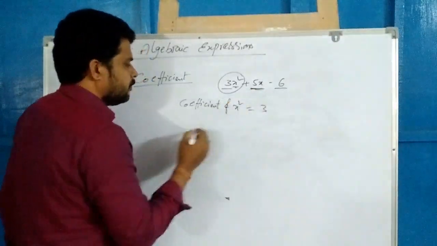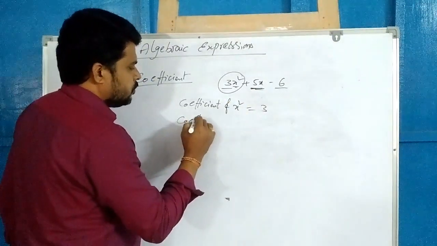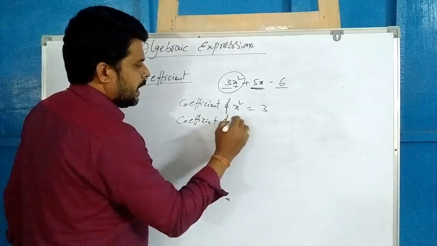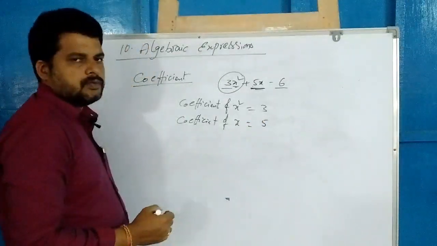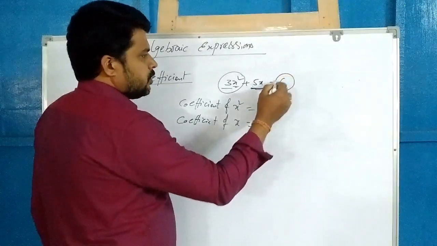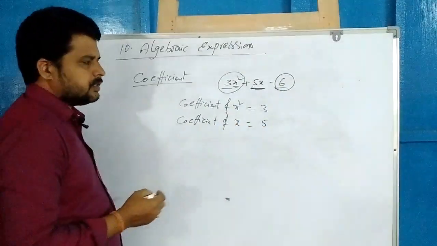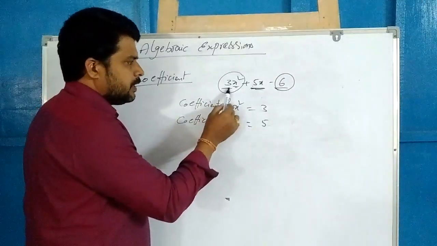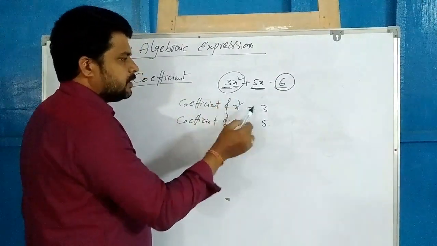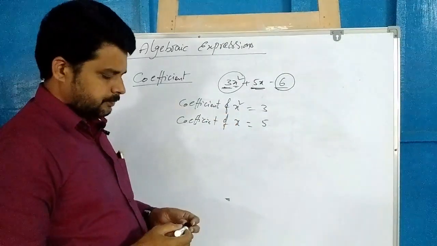What is the other term? 5x. The coefficient of x: x is multiplied with 5, so 5 is the coefficient. A single constant term doesn't have a coefficient, so only variables have coefficients. Any variable multiplied with any number, that number is called the coefficient.